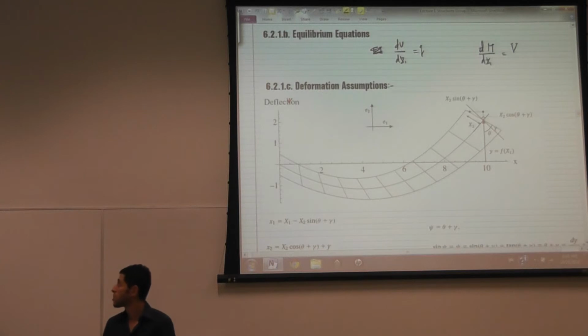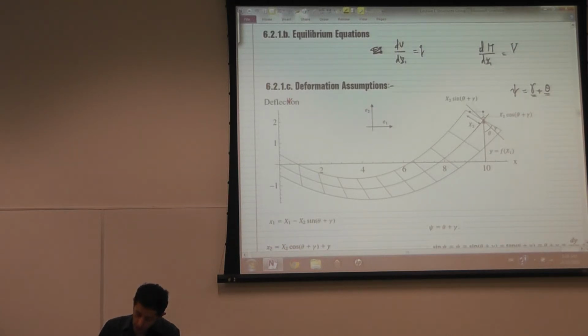In the deformation assumption, I assume that the cross section has rotated with an angle of psi. And psi is the sum of two components: a shear component and a bending component. So first I assume that the planes rotate but stay perpendicular, and then they shear.